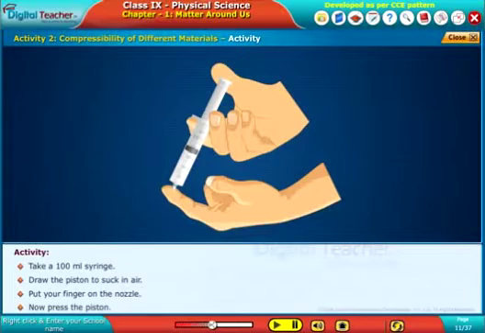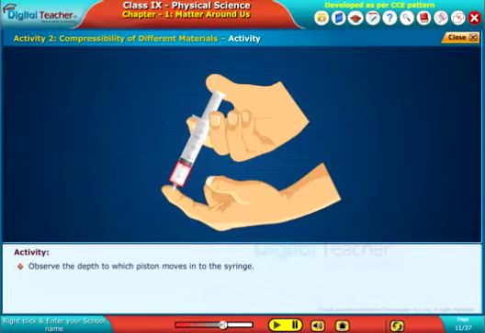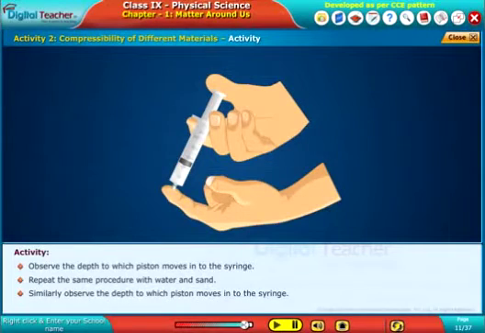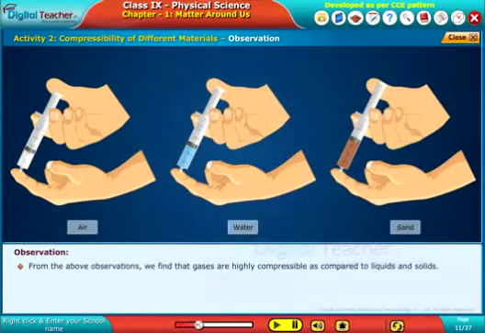Now press the piston. Observe the depth to which piston moves into the syringe. Repeat the same procedure with water and sand. Similarly, observe the depth to which piston moves into the syringe. From the above observations, we find that gases are highly compressible as compared to liquids and solids.